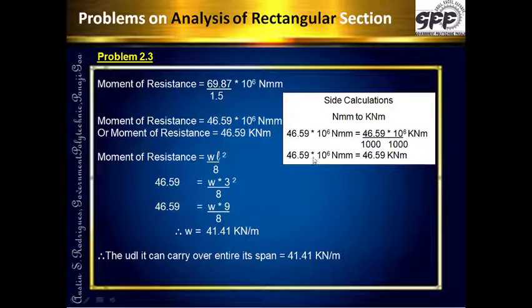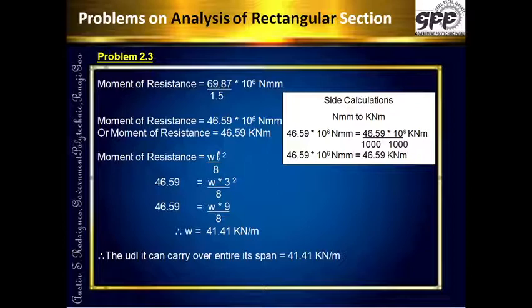So 46.59 into 10 raised to 6 Newton mm becomes equal to 46.59 kilonewton meter. So the moment of resistance of this beam is 46.59 kilonewton meter. Now moment of resistance is equated to the external acting bending moment. Moment of resistance is its internal forces, its internal capability.